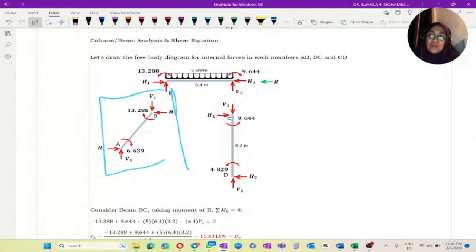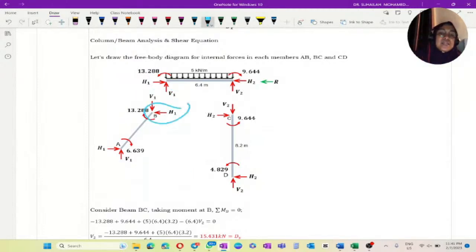we have to check for total Fx is 0. So we will have H1. This H1 will be equal to this H1 to remain in equilibrium. And this V1 is equivalent to this V1. Actually, this V1 is equivalent to AY, H1 is AX. Okay, this is just to show that the value is actually the same because we have to remain in equilibrium.